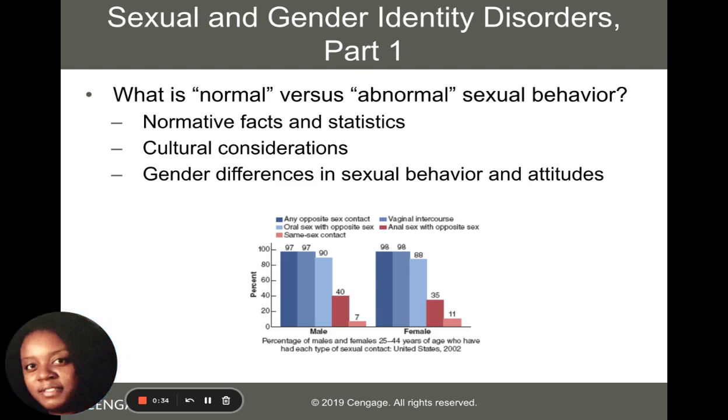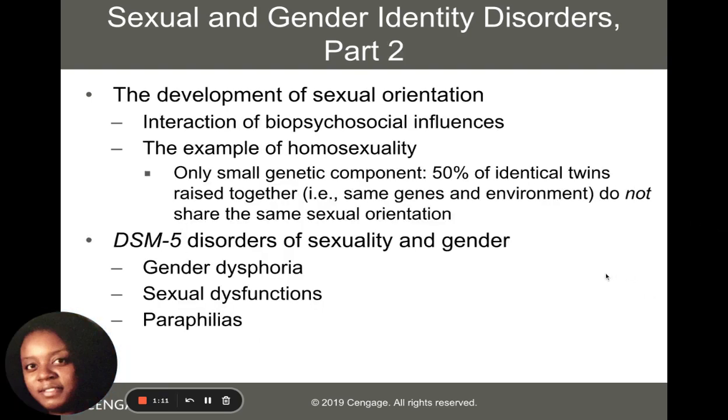And if you take a look at the chart right in front of you, you can see the percentage of males and females from ages 25 to 44 who have had each of the types of sexual contacts in the United States in 2002. So, any opposite sex contact, any oral sex with the opposite sex, and then same sex contact. You can also see vaginal intercourse and then anal sex with the opposite sex. So this speaks to our 2002 statistics regarding these criteria.